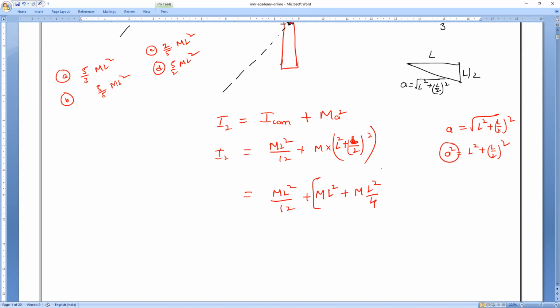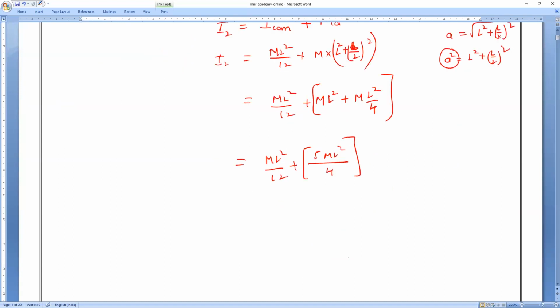Nobody will respond. So now, which will turn up into what? ml square by 12. This will become, can I say, 5 ml square by 4. Is it okay, everybody? Will you all agree with me? Inside the bracket, now I will take LCM is 12. So if I take LCM is 12, how much will it come here? So we all know that I is equal to total momentum is equal to I1 plus I2.